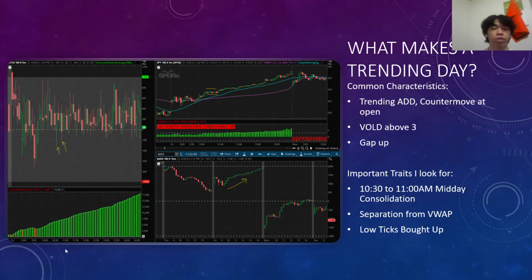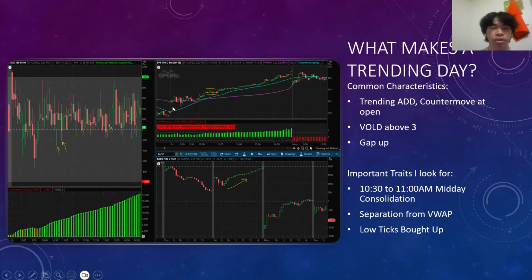The most important prerequisite or characteristic of those days is a trending day. So, how do I determine what is a trending day? Some characteristics they share is they have a trending ADD and a counter move. On just the ADD chart for that day, you see that there's an initial counter move at the open, and then it trends for the rest of the day. VOLD ratio usually, it doesn't have to be, but usually around or above 3, which indicates just a strong ratio between increasing versus decreasing stocks in volume.